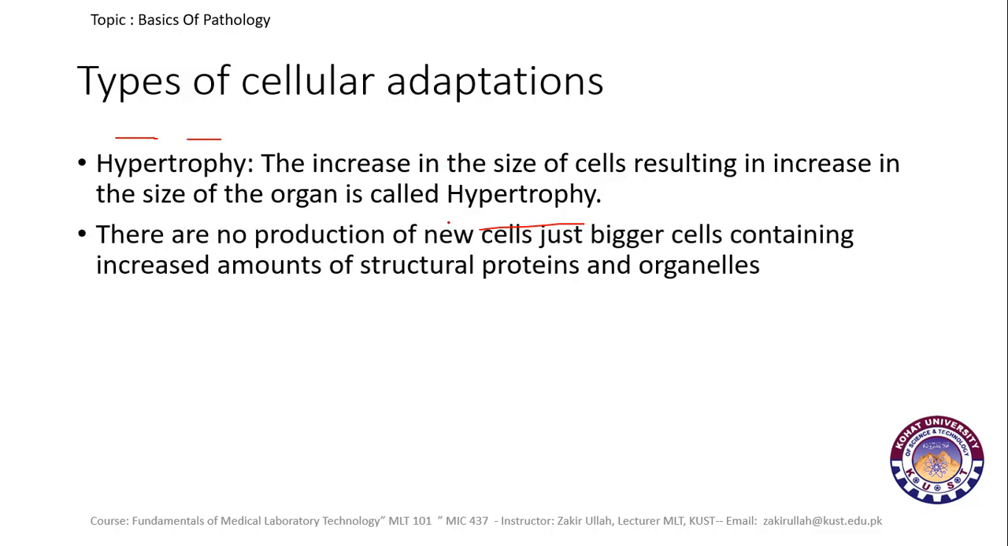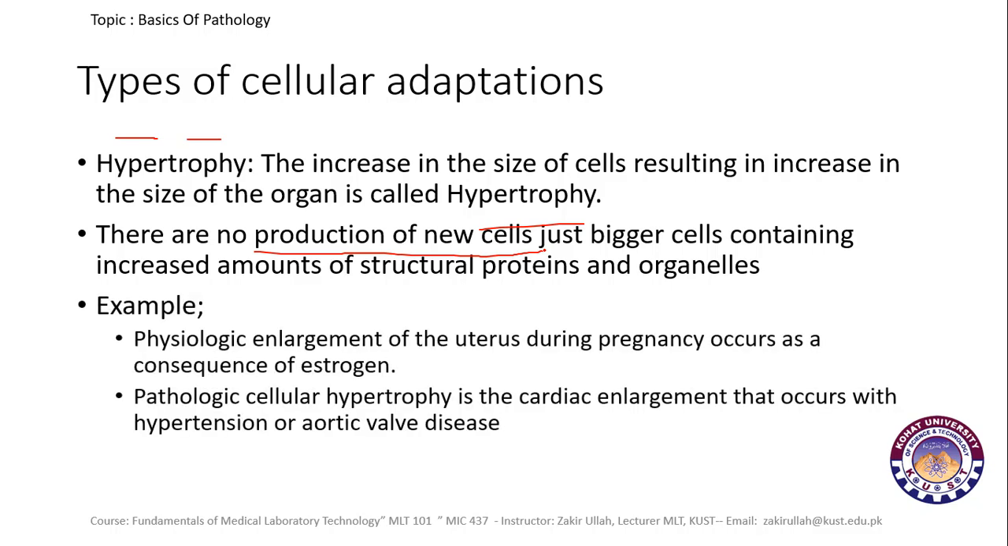In hypertrophy, new cells are not produced; only the amount of proteins and organelles of the cells is increased. An example of hypertrophy is the physiologic enlargement of the uterus during pregnancy as a result of the hormone estrogen. During pregnancy, estrogen is released and this causes the enlargement of the uterus.